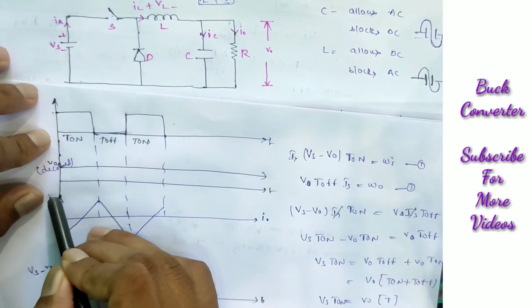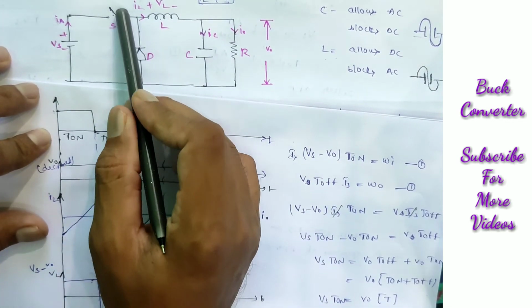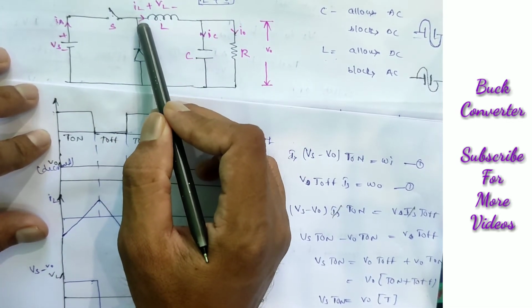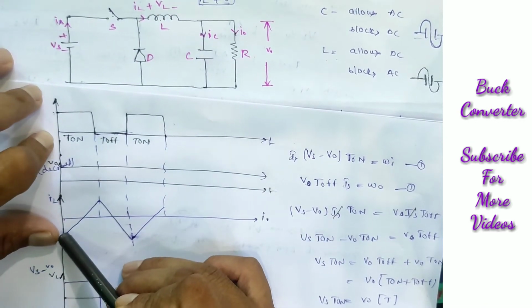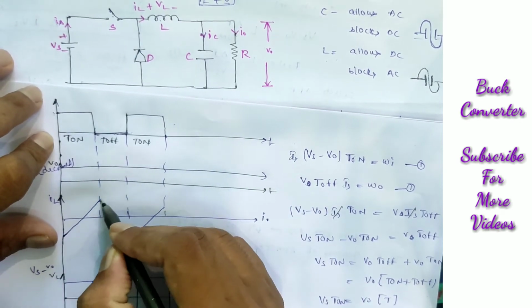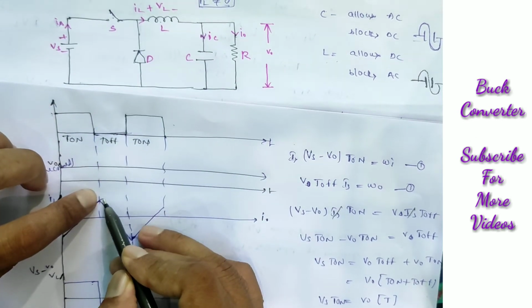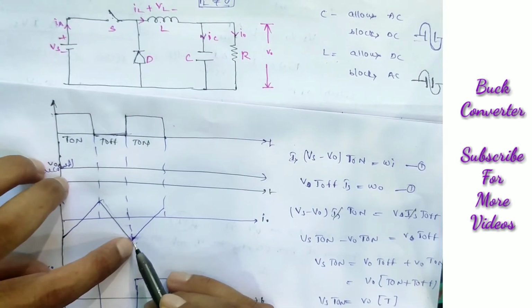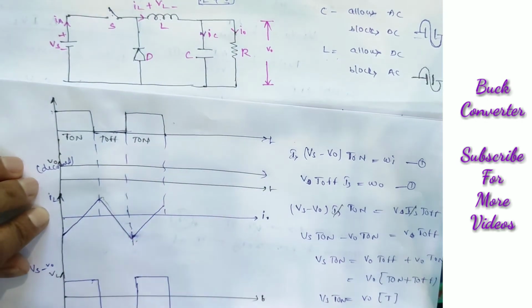Then we have to write the inductor current. During the switch on condition, the inductor current will be increased, or charged, storing the energy in the form of current. This current will be increased during the switch on. Then during the switch off, the current will be decreased. Then during the switch on, current will be increased. This is about the inductor current.